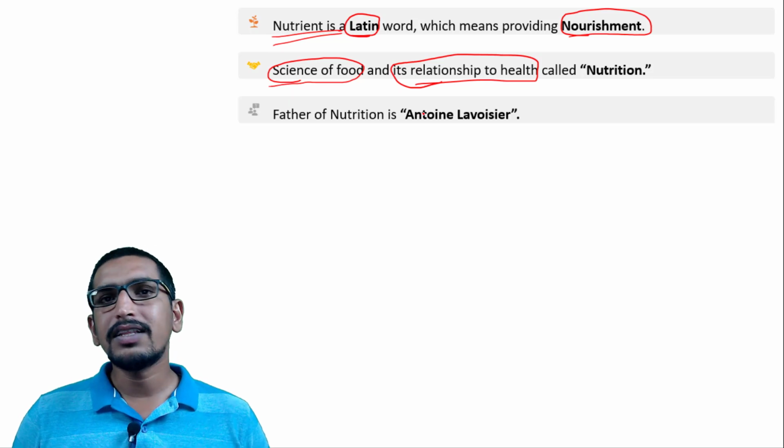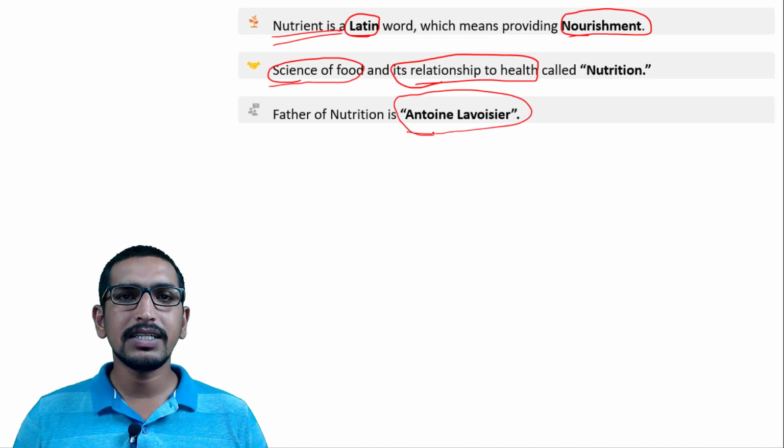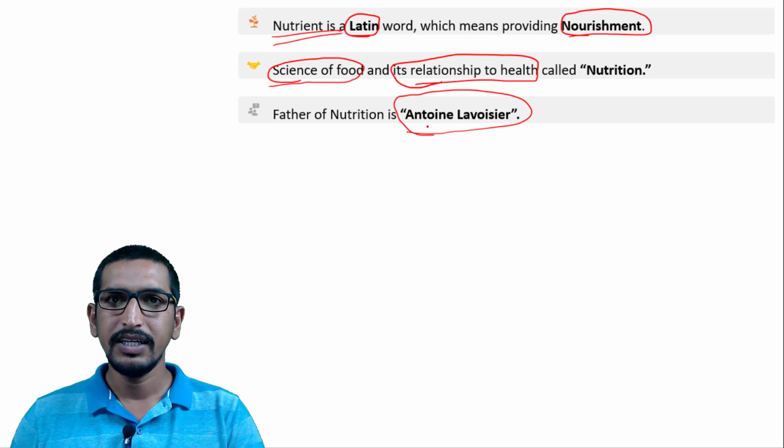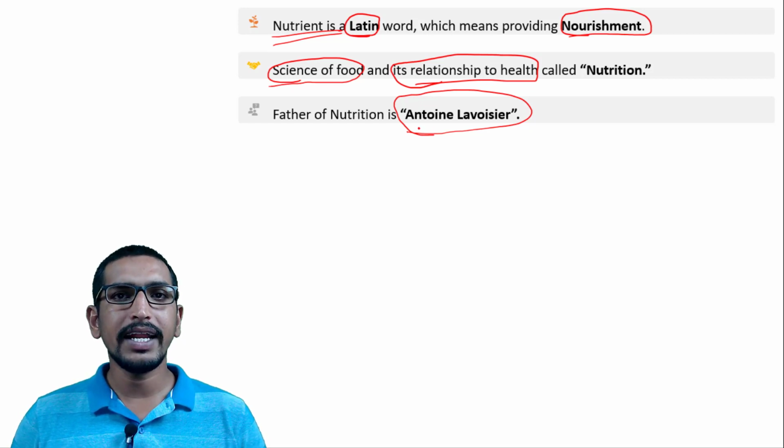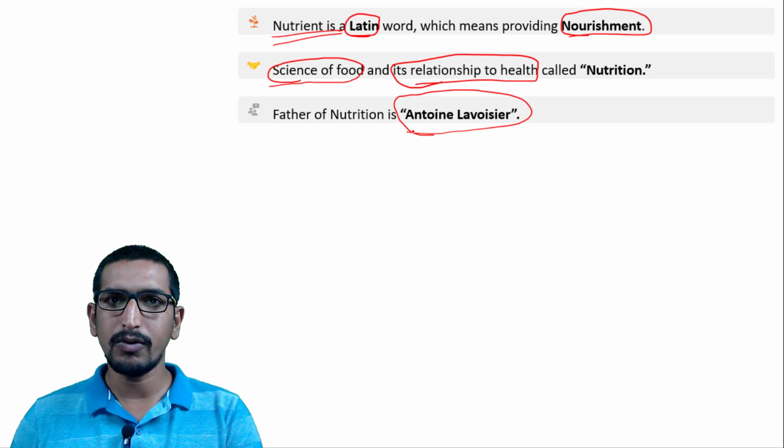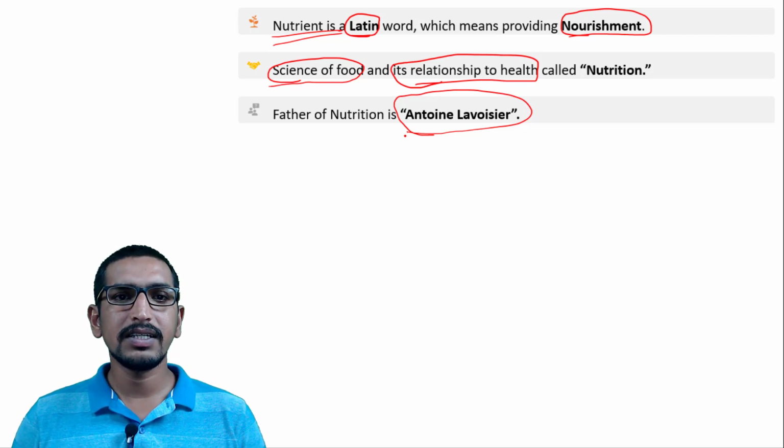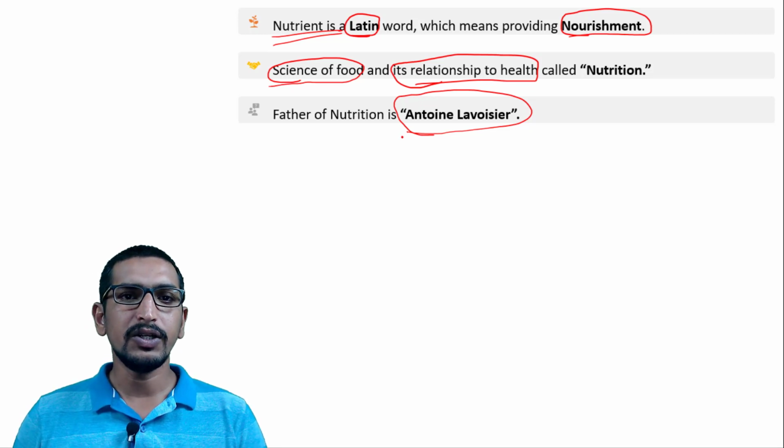The father of nutrition is called Antoine Lavoisier. Lavoisier is the father of nutrition, and he found the energy theory of food: how energy is released, how energy is utilized in the body, how metabolism is processed in the body. In our next class we will discuss in detail about Lavoisier in relation to nutrition.